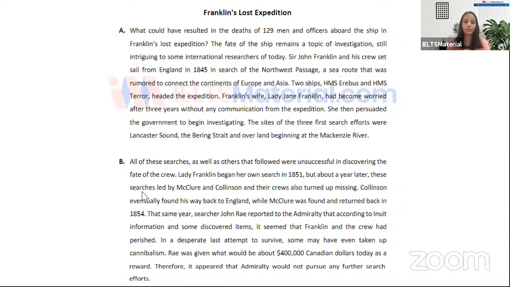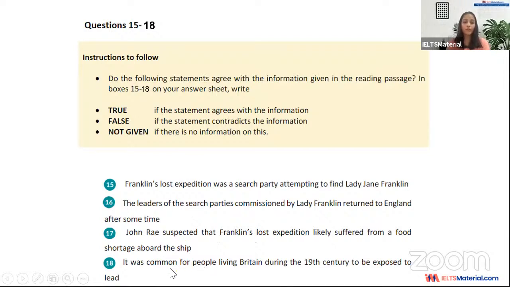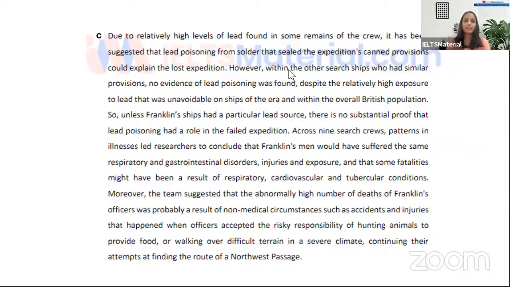Now let's solve the last question. It was common for people living in Britain during the 19th century to be exposed to lead. So people living in Britain exposed to lead. So let's see our passage. So clearly this passage talked about lead poisoning. Let's find if there's any mention of British people. All right, here we are.